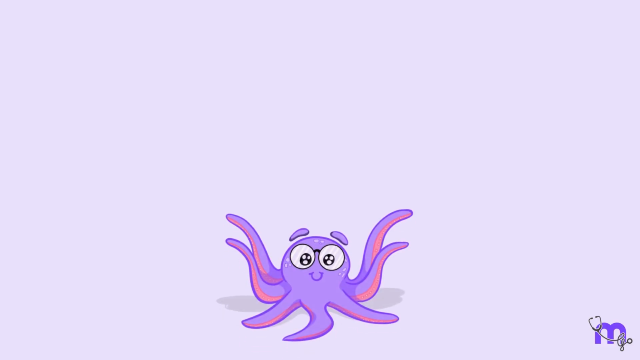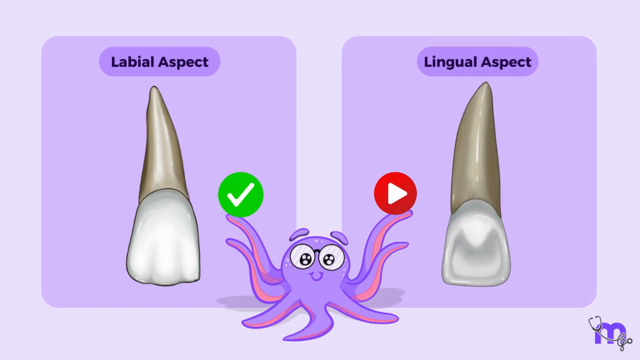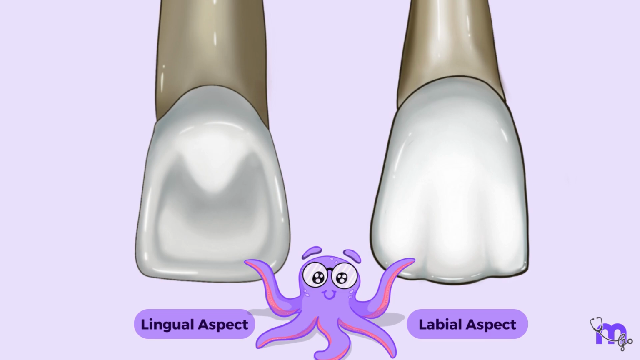Let's get back. We have learned the labial aspect in detail. Next, let's view the tooth from the lingual aspect. Can you name a few elevations and depressions seen on the lingual aspect of the anterior teeth that were covered in our last video?